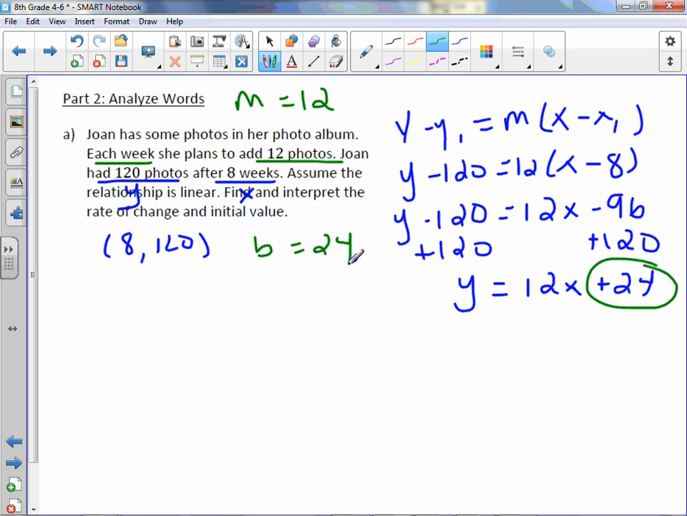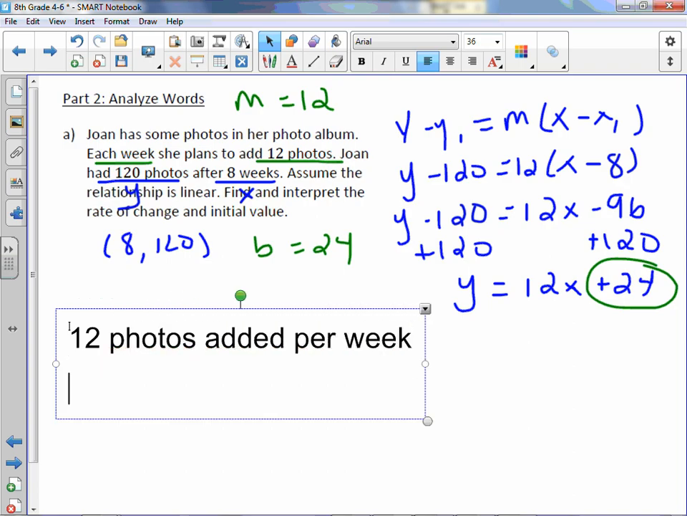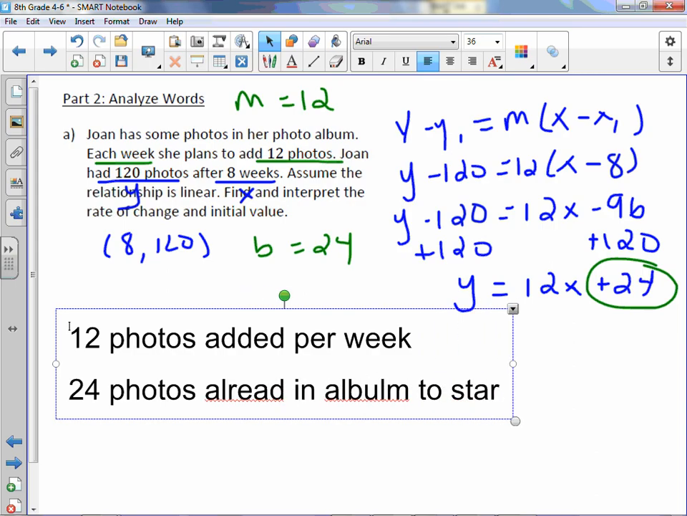We have m, we have b. Let's write down what they represent. The rate of change is 12, which means 12 photos added per week. The initial value is 24, which means 24 photos were already in the album. So already in album to start.